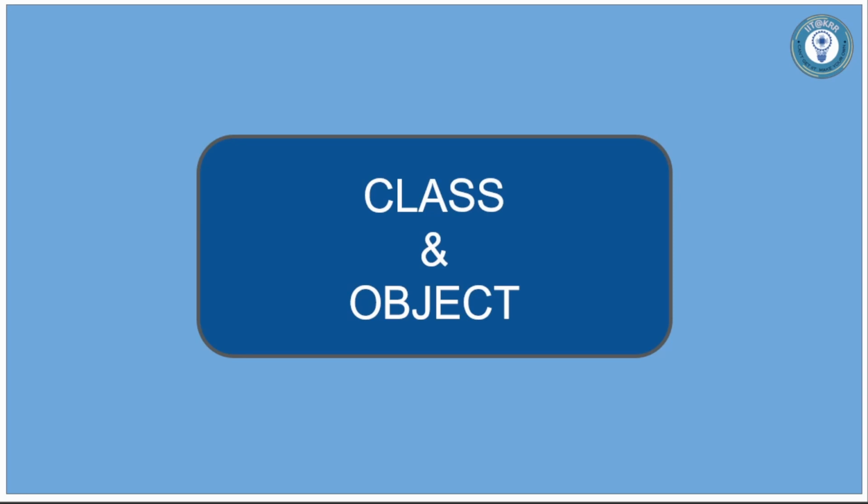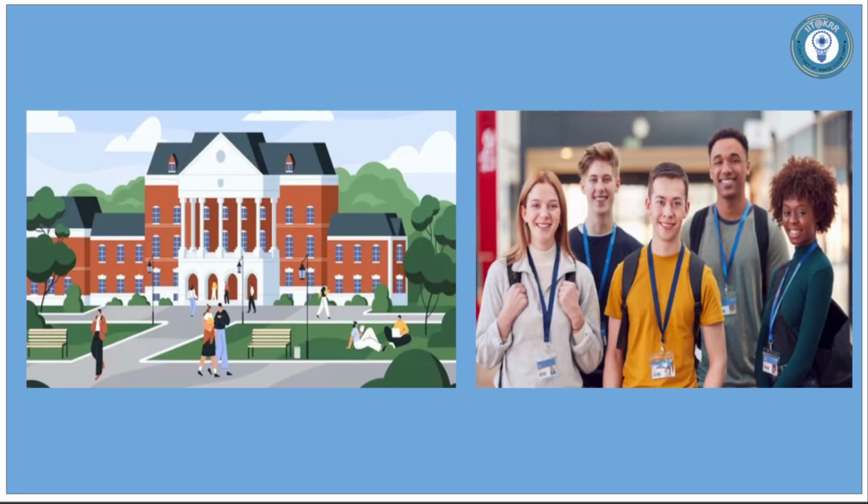Before seeing class and object, let me show you an example. Consider a college. Everyone cannot enter the college. Only the students and the staff members can enter the college, or the people wearing the ID card of that college will get entered.